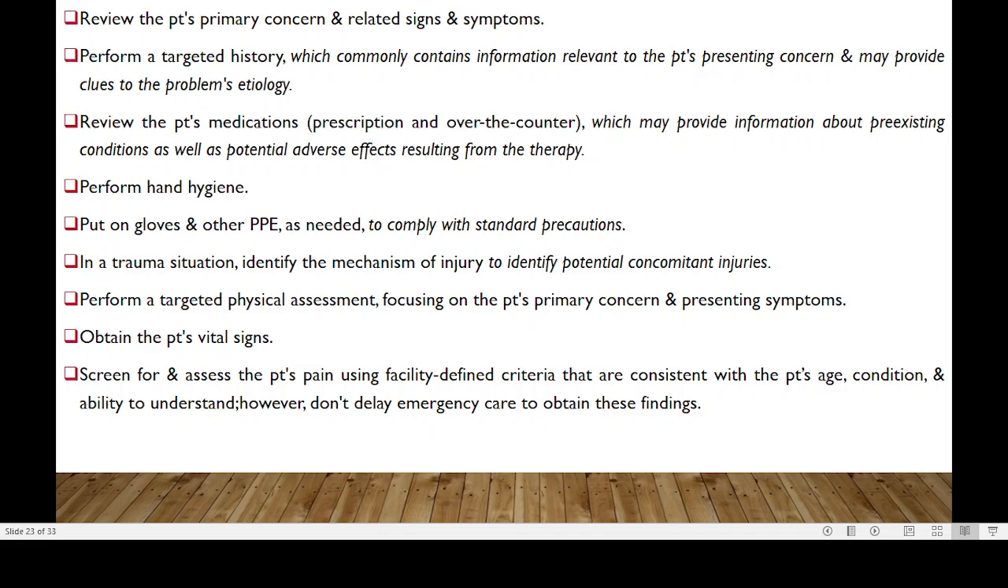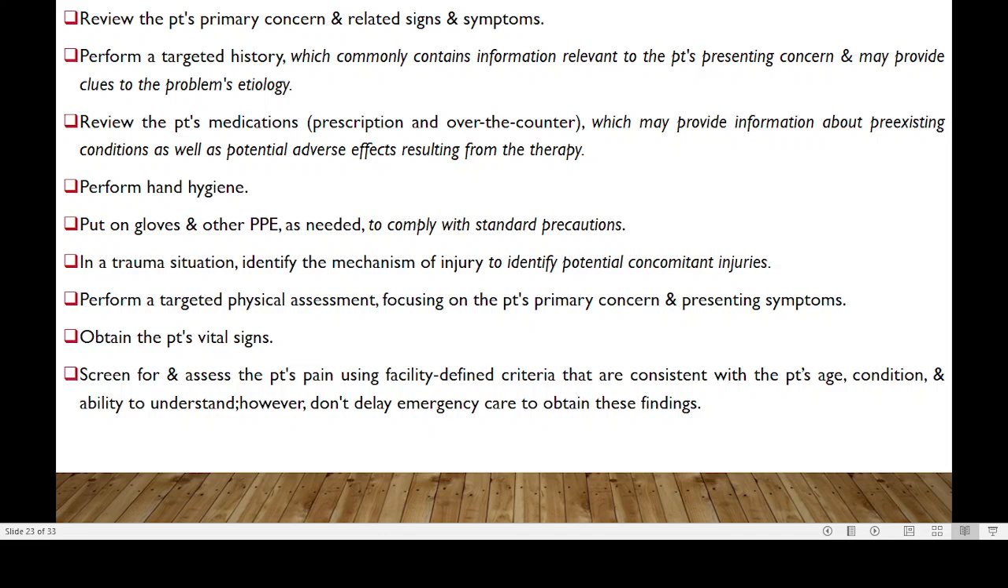Perform hand hygiene as we had indicated. You need to put on gloves and other personal protective equipment as needed to comply with standard precautions, depending on the patient at hand. In trauma situations, you identify the mechanism of injury to identify potential concomitant injuries. Also perform a targeted physical assessment, focusing on the patient's primary concern and presenting symptom, and obtain the patient's vital signs: temperature, blood pressure, respiratory rate, pulse, and so on. You need to have them.